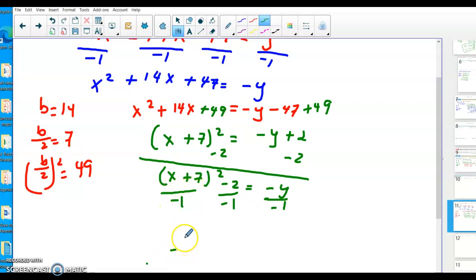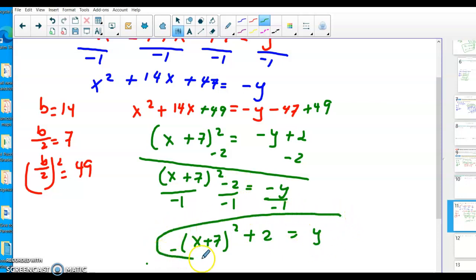All right, so here, if I divide by -1, I end up with a negative x plus 7 squared. If I divide by -1, I end up with a positive 2, and over here I end up with a y. And that's my answer. Okay, so now you have some practice problems to do.